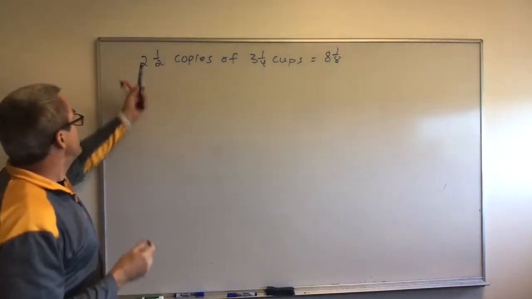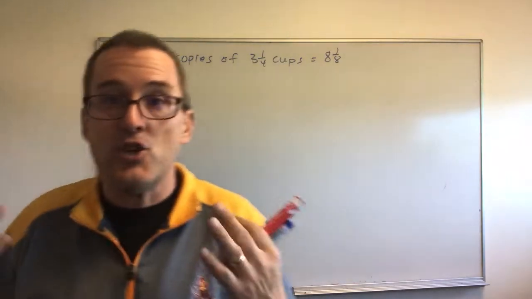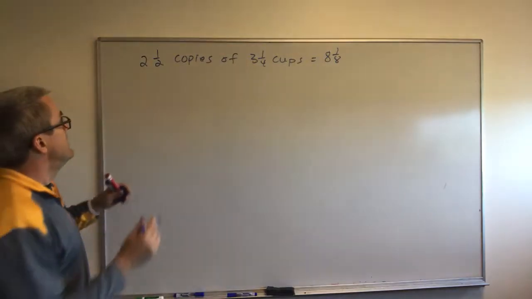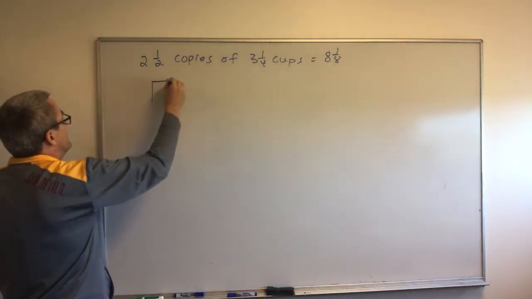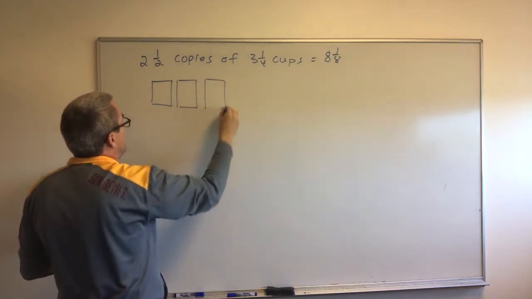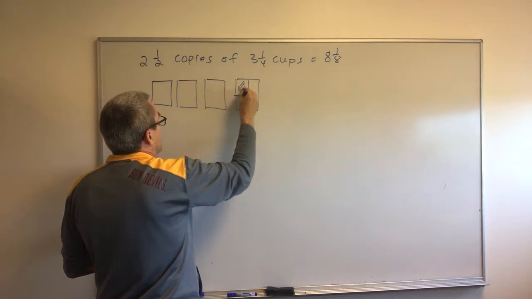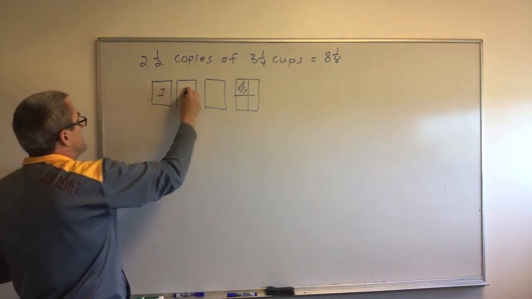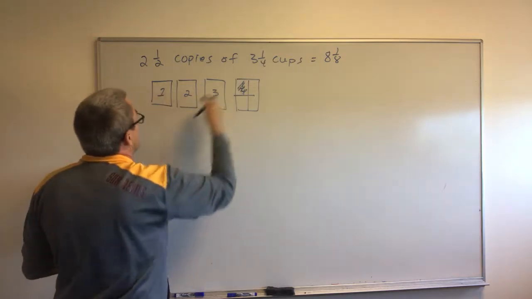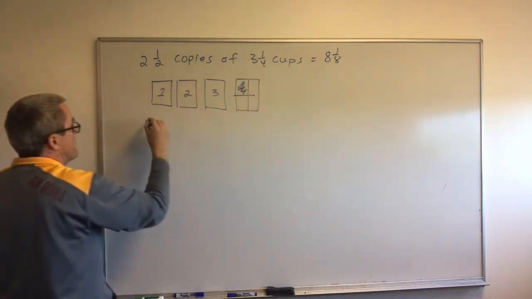So we've got 2.5 copies of 3 1/4 cups. Let's literally draw what that says. 2.5 copies of 3 1/4. So 1, 2, 3, 1/4. So there's a cup, there's a second cup, there's a third cup, and then there's the fourth of a cup. So there's 3 1/4 cups. I need 2.5 copies of that. So there's 1 copy of 3 1/4 cups.